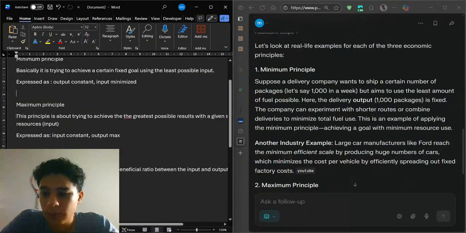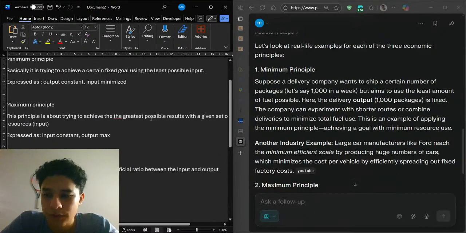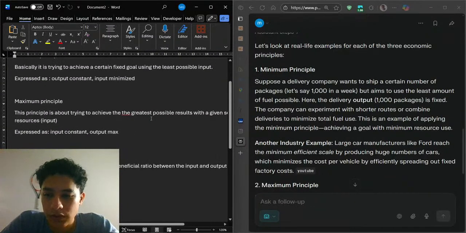minimized. The maximum principle is about trying to achieve the greatest possible results with a given set of resources, expressed as input constant and output maximized.